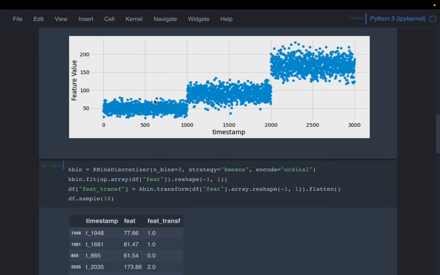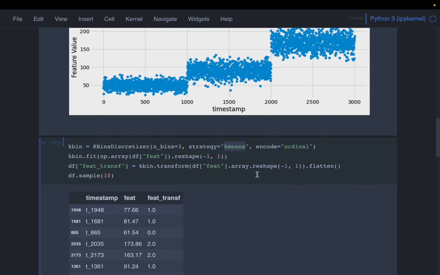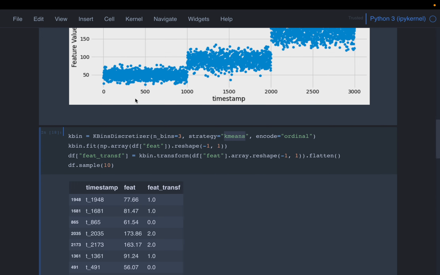So what we do is we call this KBinsDiscretizer from scikit-learn. We are saying, okay, I want 3 bins and I want to use the K-means algorithm for grouping or dividing the data. Okay. Here we have only a single feature, but this model expects a data frame or 2-dimensional array. So here we are simply reshaping it to a 2-dimensional array.